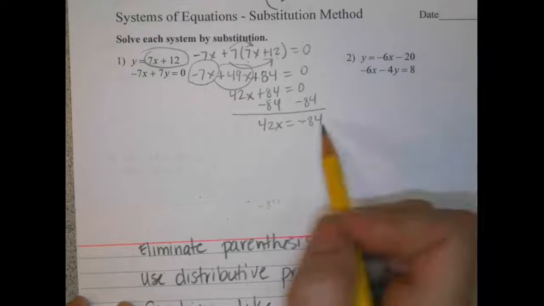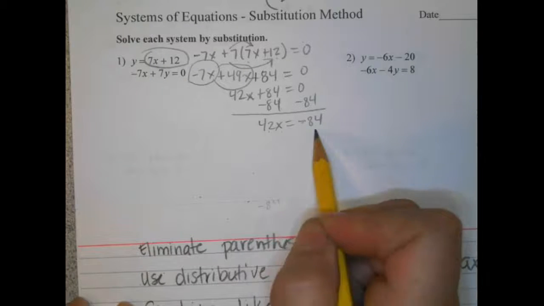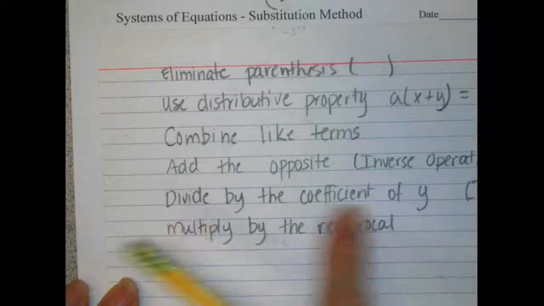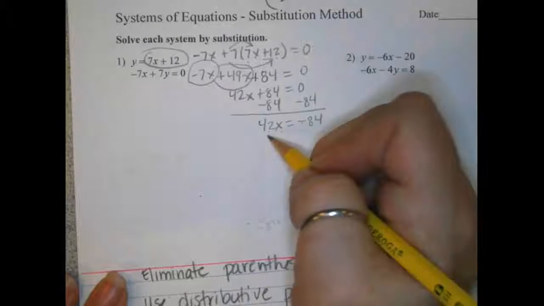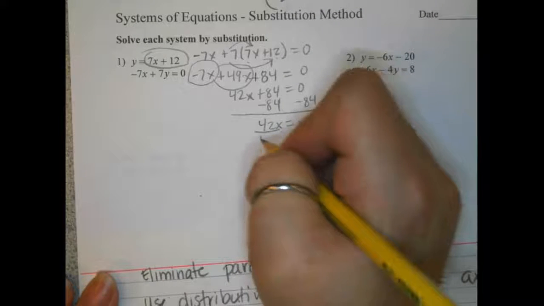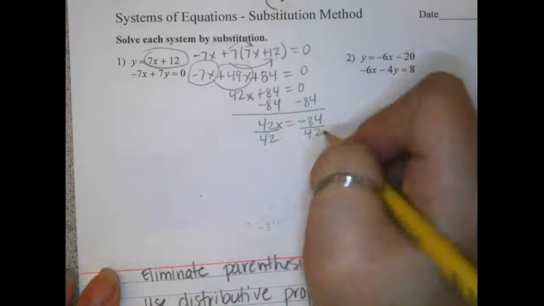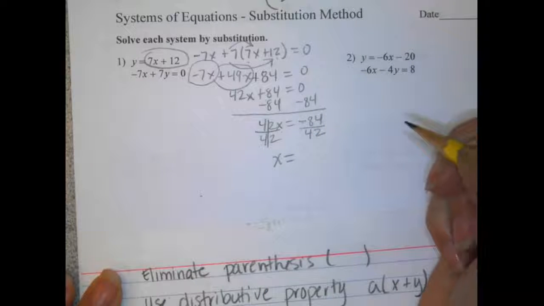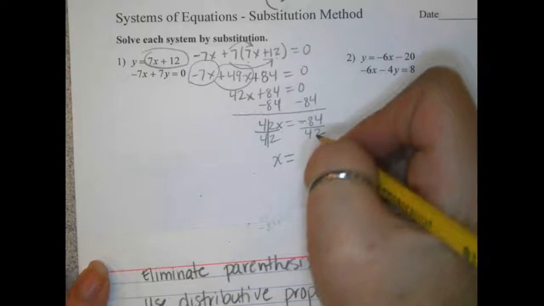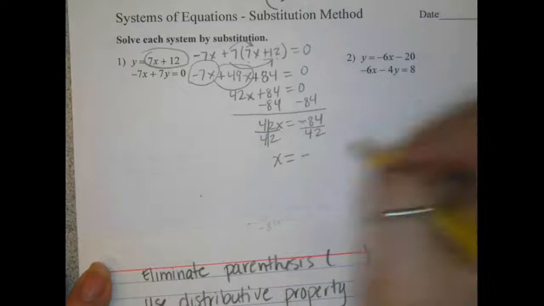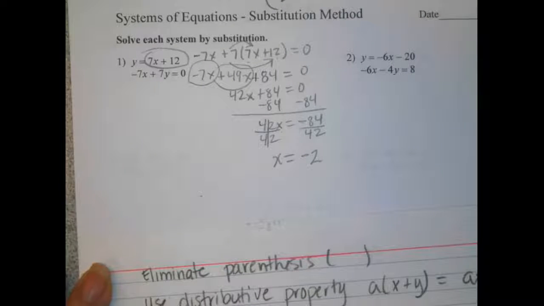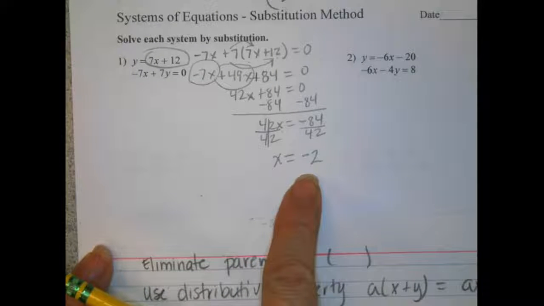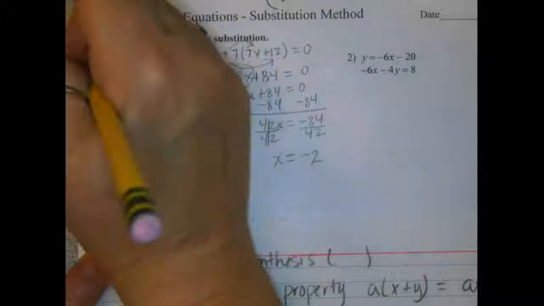Okay, so now I have a simple 42x equals negative 84. So I can undo this by dividing, right? Following this step here, divide by the coefficient of x or y. So 42 divided by 42 becomes 1, right? But 1 is shy, so we let him hide. Negative 84 divided by a positive is going to give me a negative answer, and the answer is going to be negative 2. So I know that x is equal to negative 2. I'm not done yet. Because if you remember, I want my answer in the form of an ordered pair.